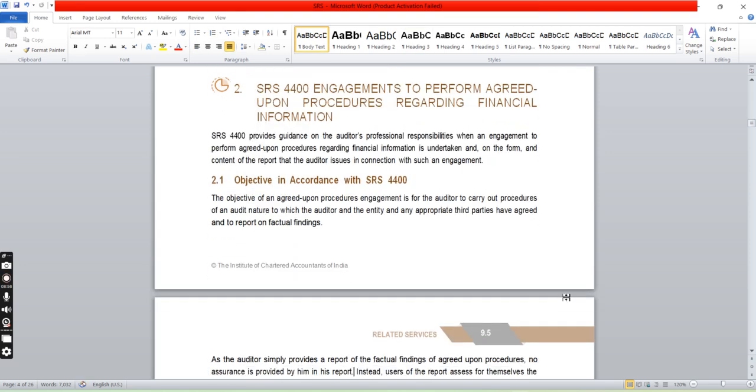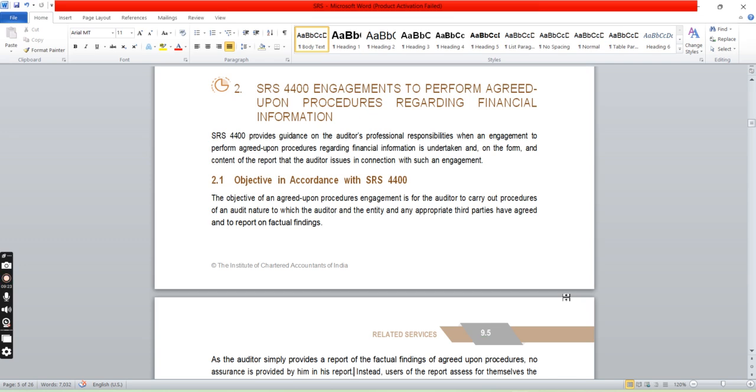SRS 4400, that is the engagement to perform agreed upon procedures regarding financial information. The Standard on Related Services 4400 provides guidance on the auditor's professional responsibilities when an engagement to perform agreed upon procedures regarding financial information is undertaken, and on the form and content of the report that the auditor issues in connection with such an engagement. What will be the objective in accordance with SRS 4400?